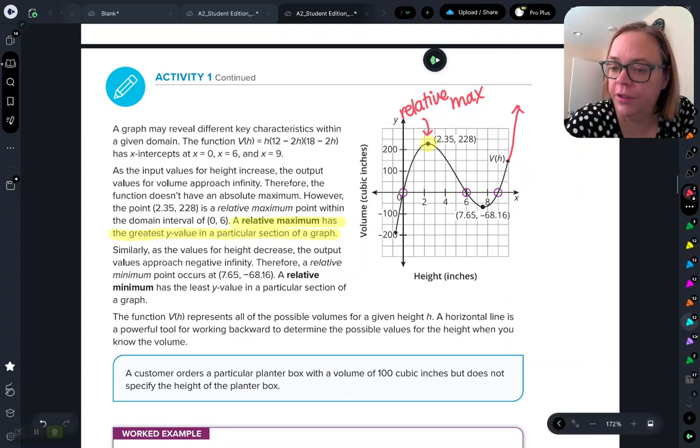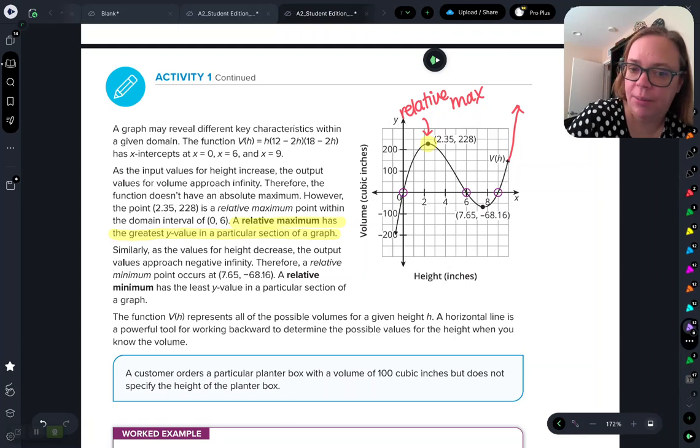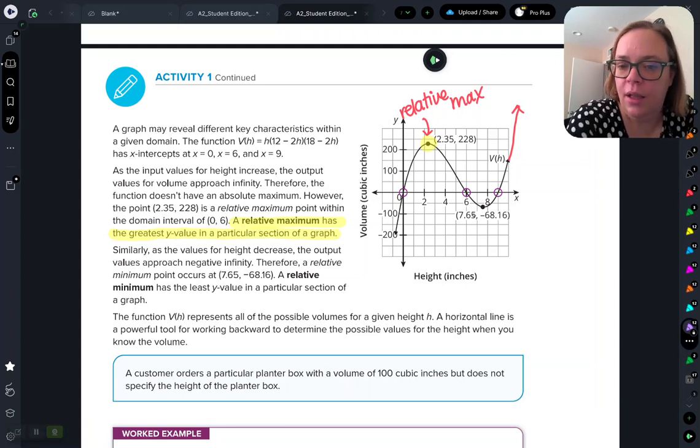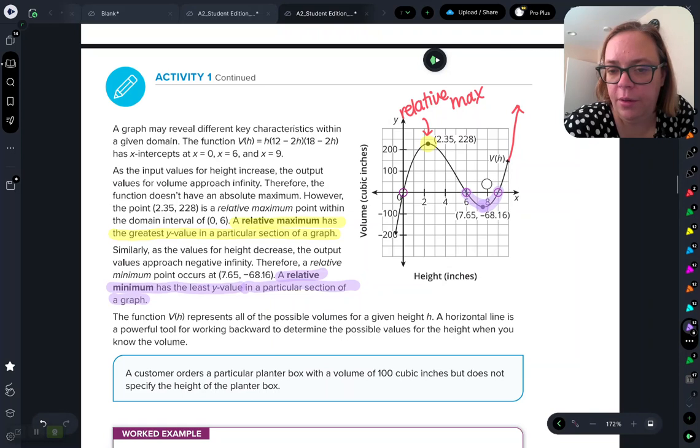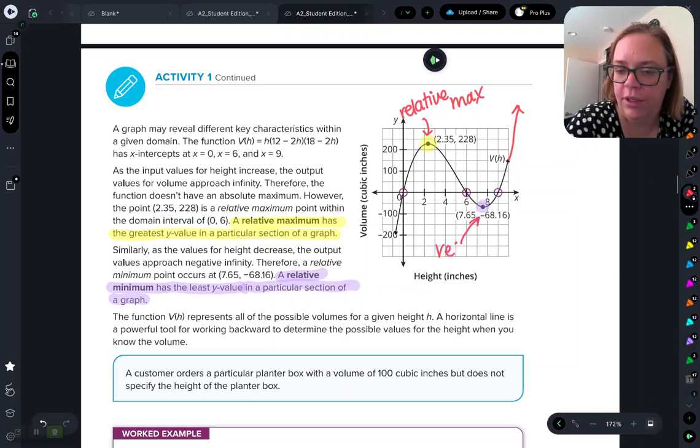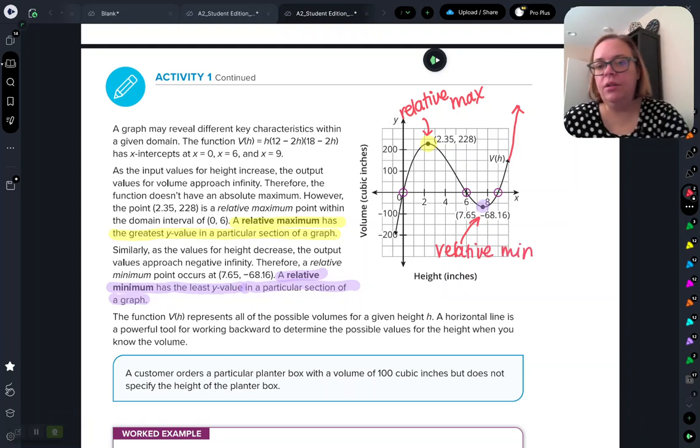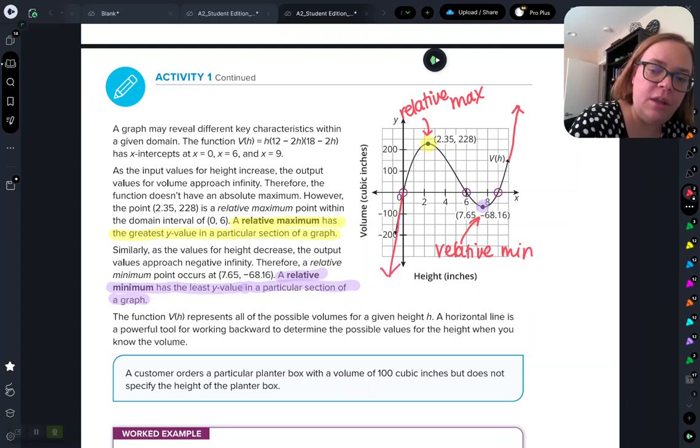A relative minimum is pretty much the same idea, but I like to call them the bottom of the valleys. So it's the point with the least y value in a particular section of the graph. So you've got a little valley here, the bottom of that valley. So there is your relative minimum. It is not the lowest point on the entire graph. We can see that the graph over on the left is going to go down much further.